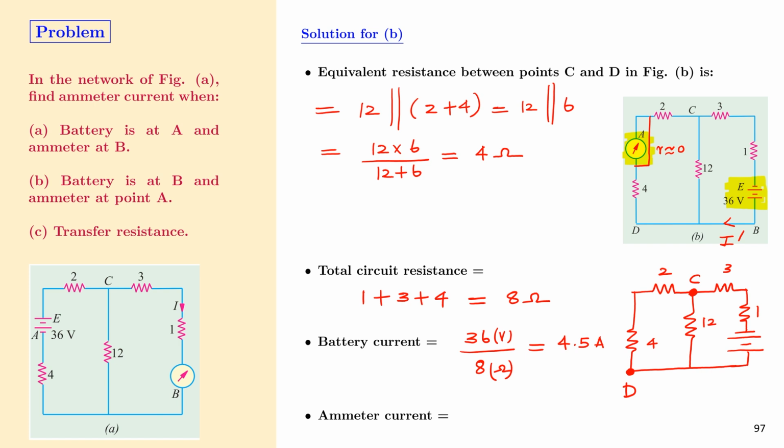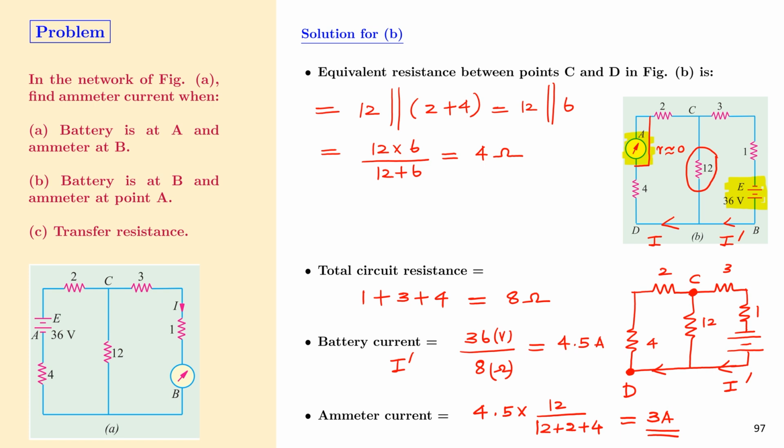And we can calculate the ammeter current. So the battery current is I dash, and the current through the ammeter, this is I, which is given by the total current multiplied by the resistance in the other branch, that is 12, divided by the total resistance in the loop, that is 12 plus 2 plus 4, and this will be equal to 3 ampere. So this proves the validity of the reciprocity theorem.